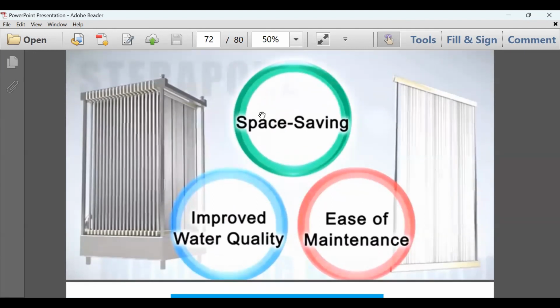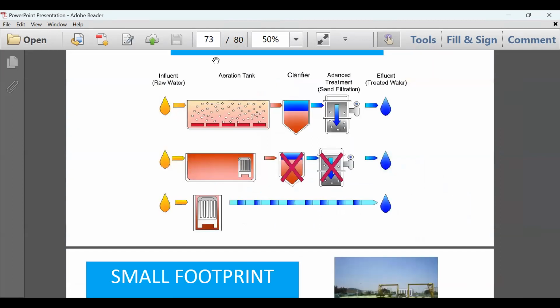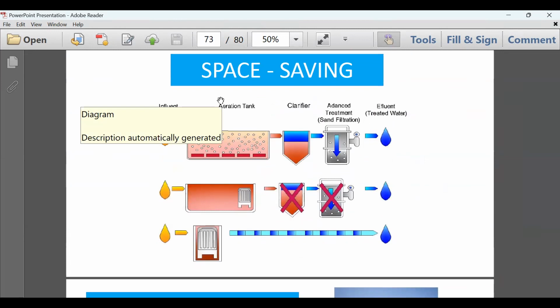Again, we can say the MBR system has 3 main benefits: space saving, improved water quality, and ease of maintenance. Space saving. In a conventional activated sludge system, we need an aeration tank, clarifier, and filtration, just like a sand filter. If we introduce MBR, we can remove the clarifier and filtration system. And the most important thing is, the aeration tank volume can be reduced by almost half.